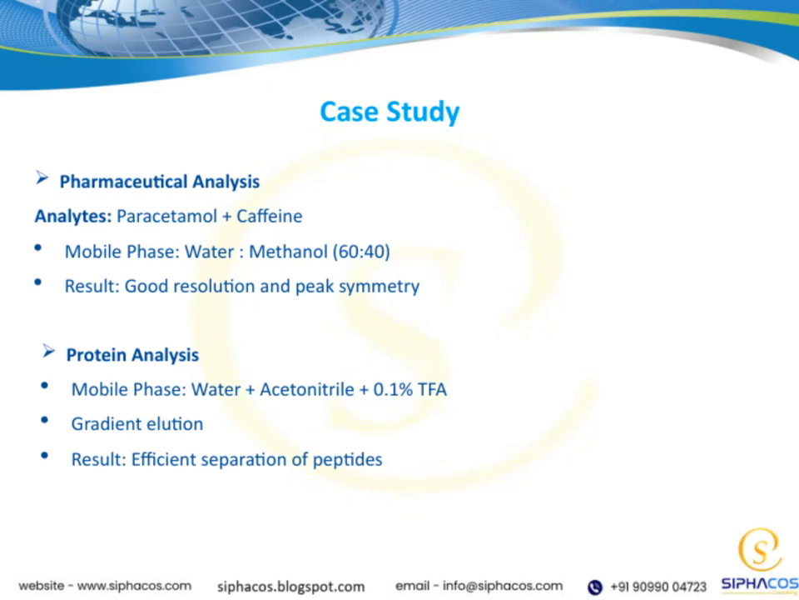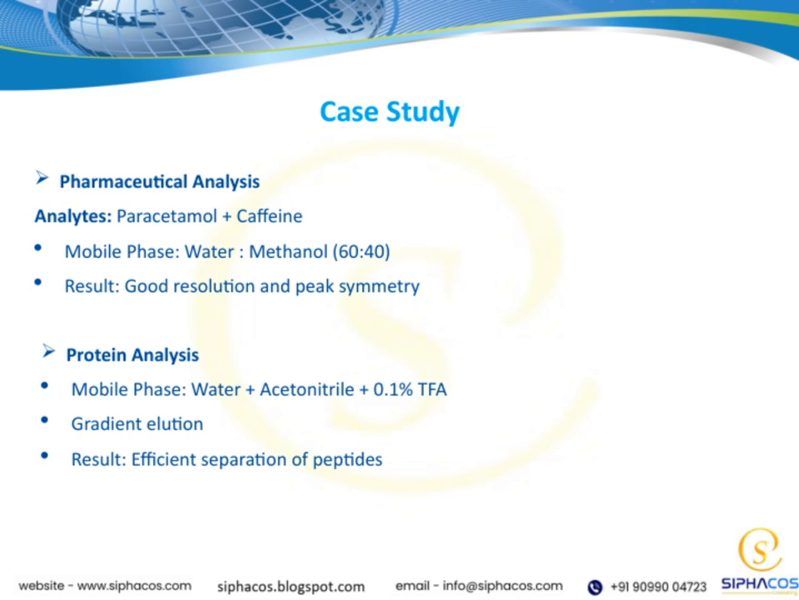Now, let's take a closer look at protein analysis. When working with proteins, we typically use a mobile phase composed of water, acetonitrile, and a small amount of TFA, which is 0.1%. This combination helps in effectively separating the proteins or peptides. We often apply gradient elution, gradually changing the solvent composition during the run. This approach allows us to achieve efficient separation of peptides, which is crucial for accurate analysis.